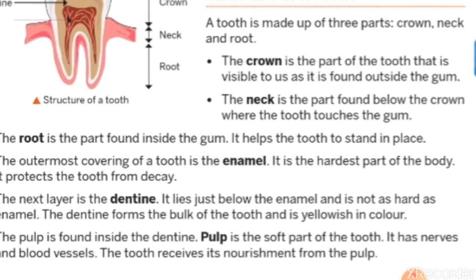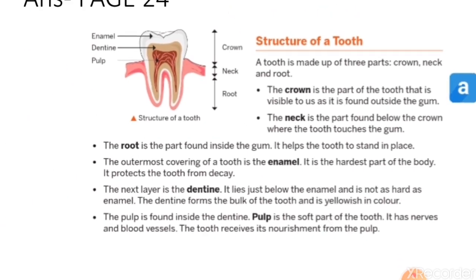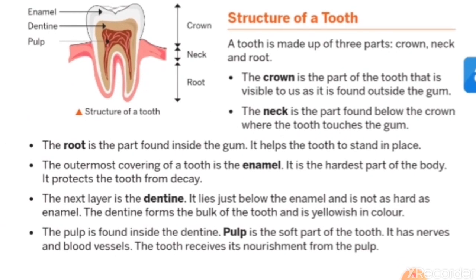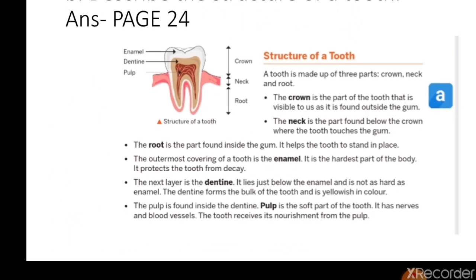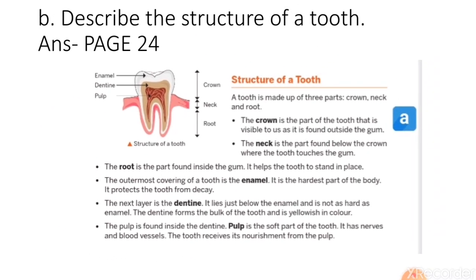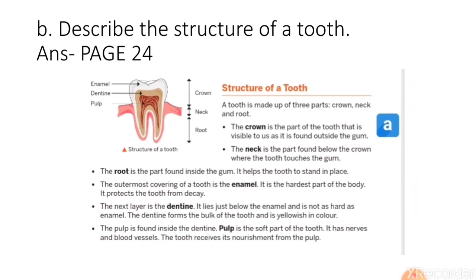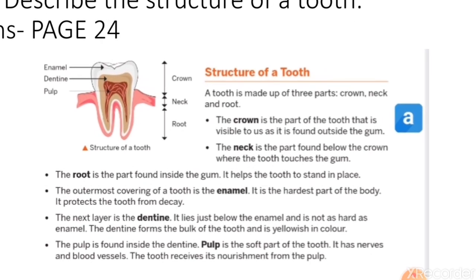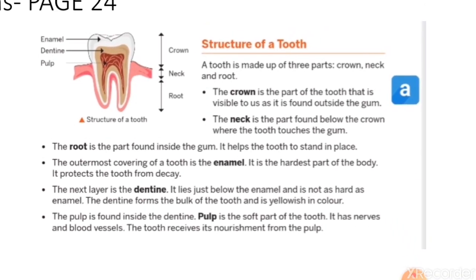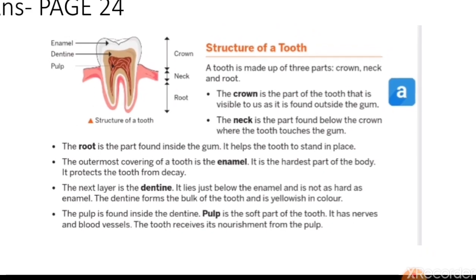First you have to write about the three parts: crown, neck and root, and then you have to write about the three layers of the tooth. Okay, so you'll get the answer on page number 24. If you don't have the textbook, just pause the video and write the answer.